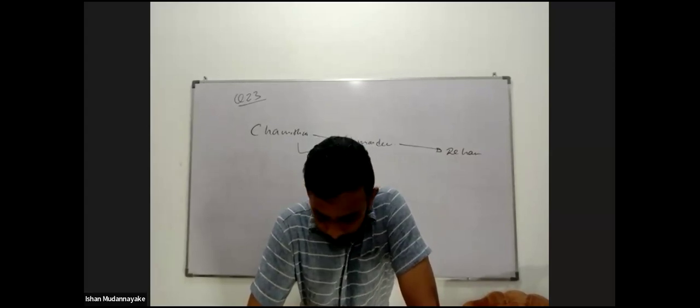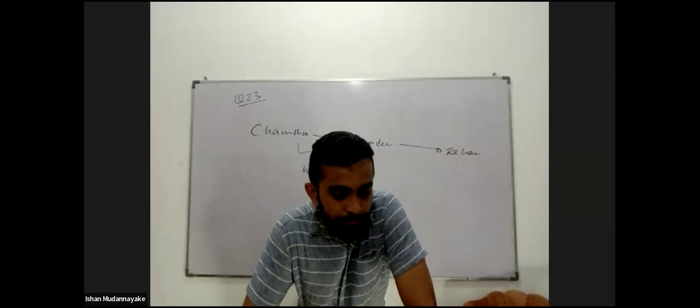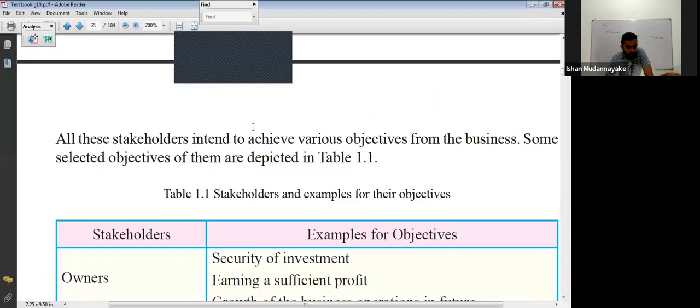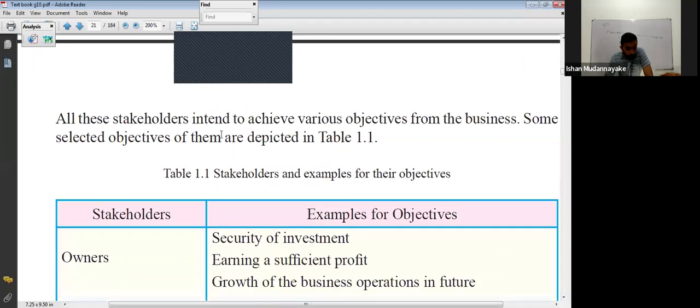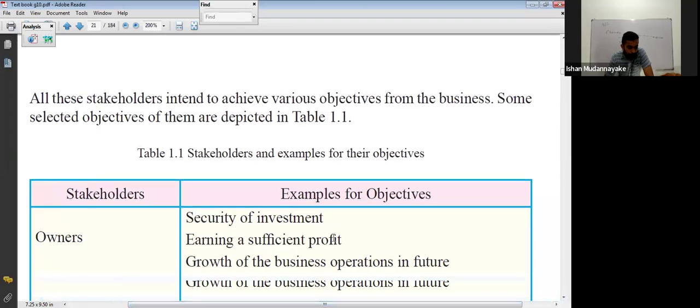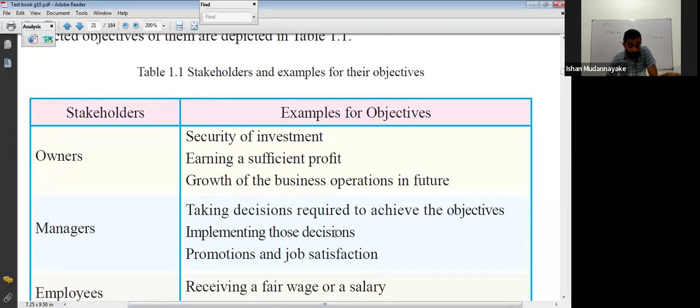Right. Now, go to page number 11. Here, page number 11. All these stakeholders intend to achieve various objectives from the business. They expect various things from the business. Some selected objectives are depicted in the table as follows. These are the expectations of various stakeholders from the business organization. What are they?